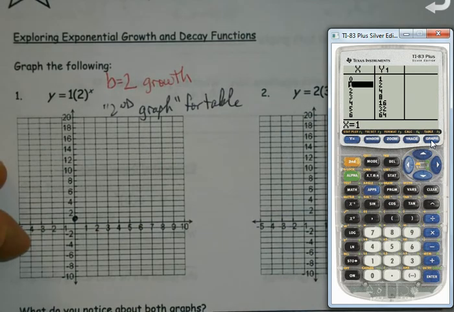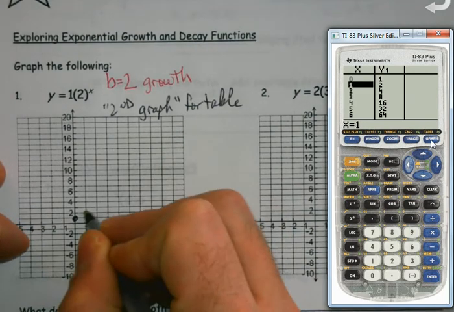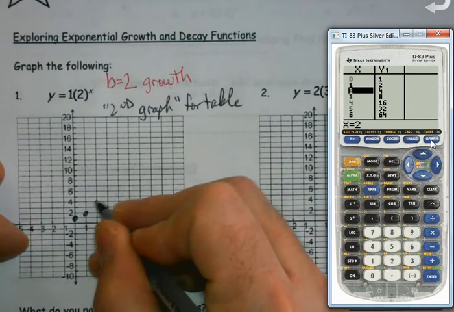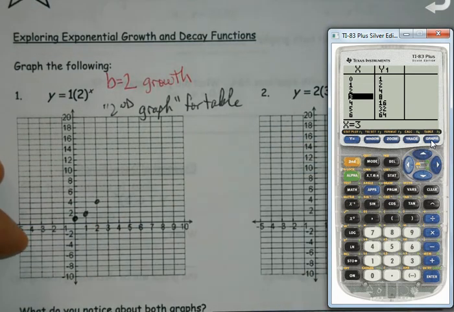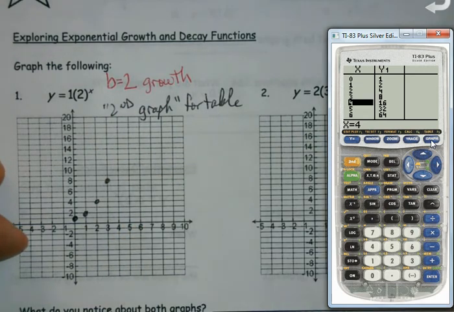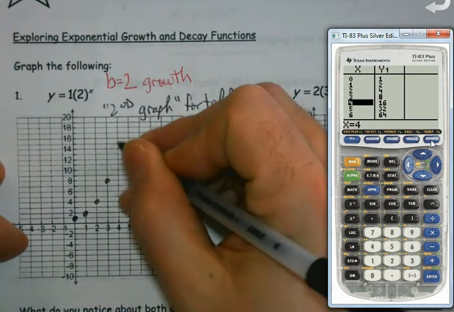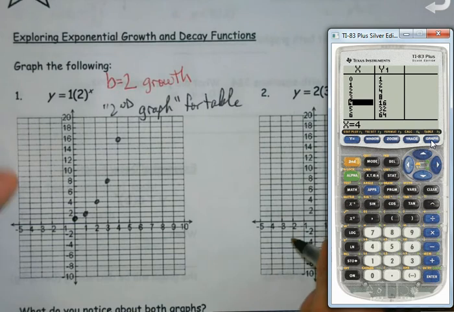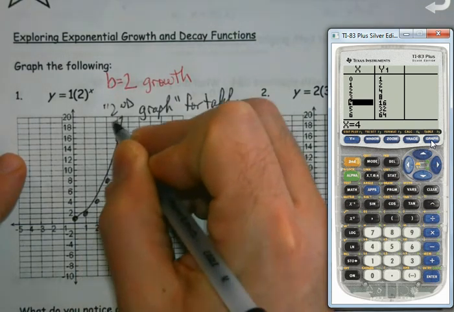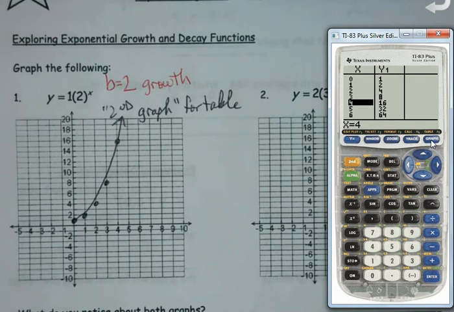Then as I work my way down, I'm at 1, 2, and you can really get by with just doing 3 or 4 points. I just like doing more as long as they fit on my graph. I think this will be the last one that's going to fit. And once I get those dots in, just connect the dots.